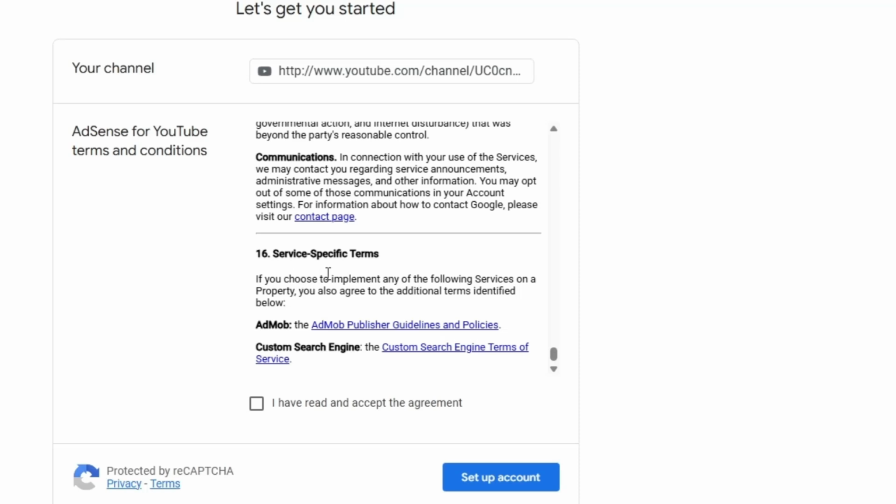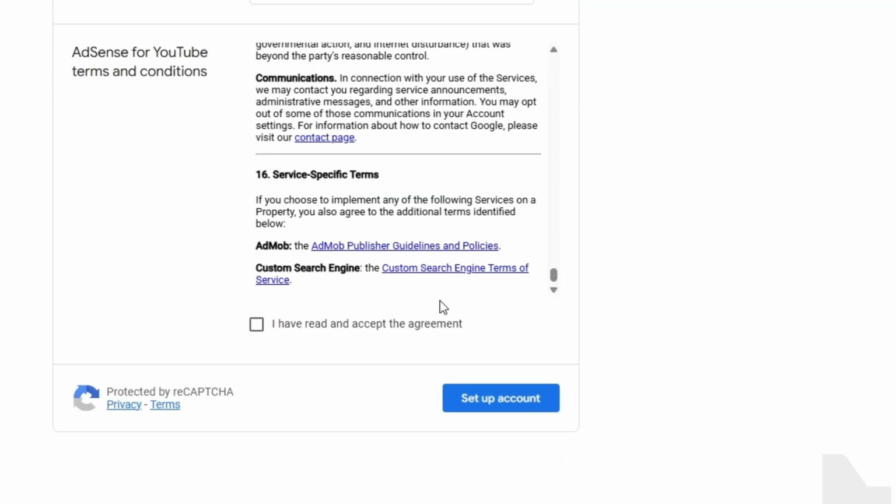16. Service-specific terms. If you choose to implement any of the following services on a property, you also agree to the additional terms identified below. AdMob, the AdMob publisher guidelines and policies. Custom search engine, the custom search engine terms of service.